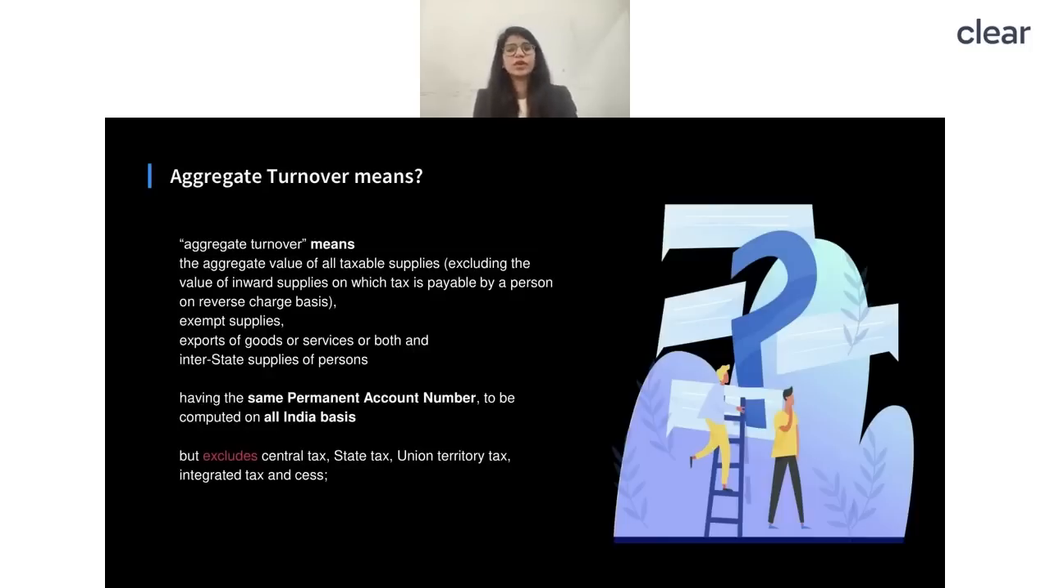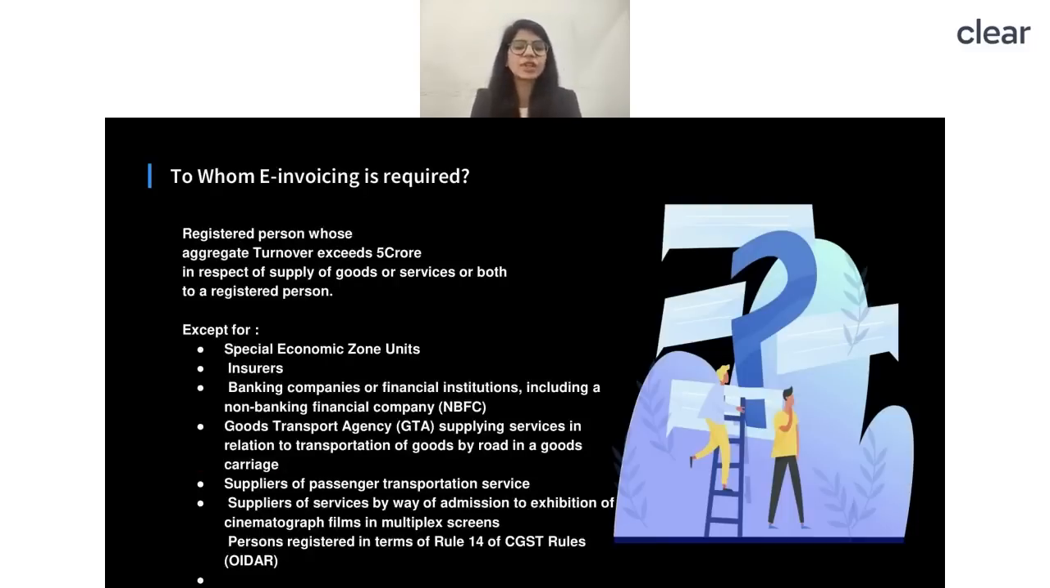So first, we know that if our aggregate turnover does not exceed the 5 crore limit, then obviously e-invoicing is not applicable to us. But yes, there are certain other exemptions which the government has given. They say e-invoicing is applicable to a registered taxpayer whose turnover exceeds the 5 crore limit, in respect of the supply of goods or services or both to a registered person. But there are certain exceptions which they have given.